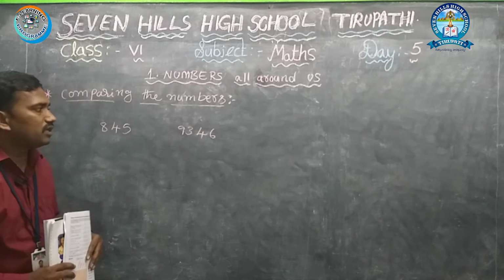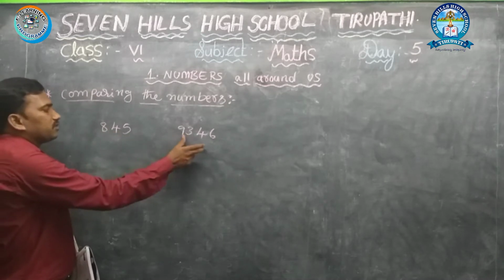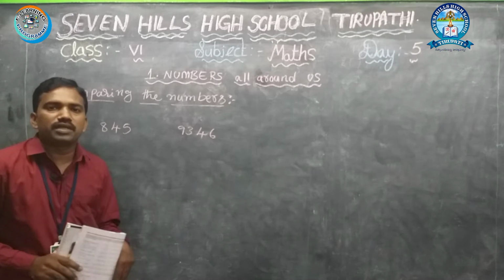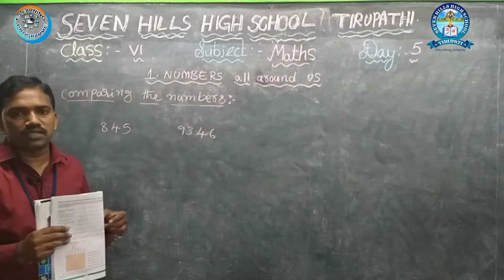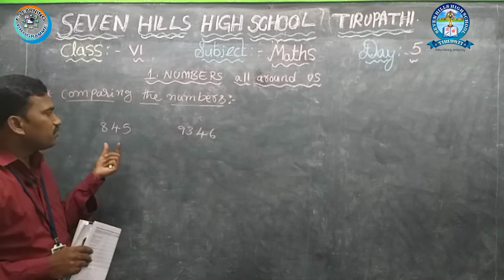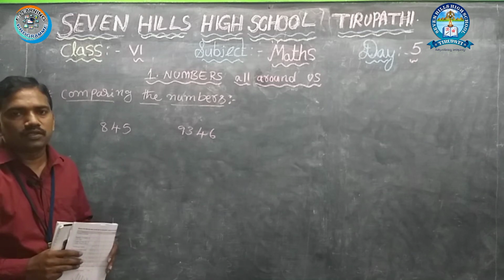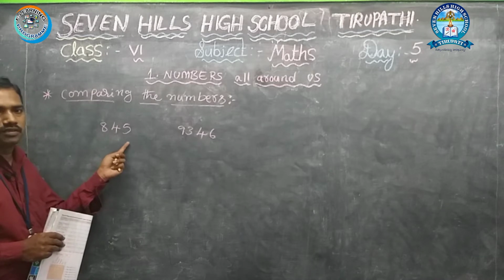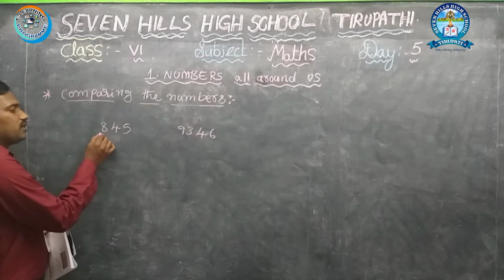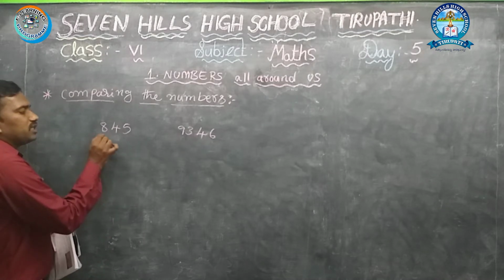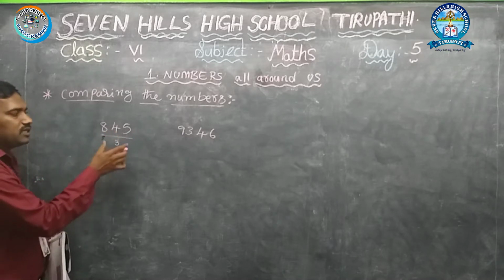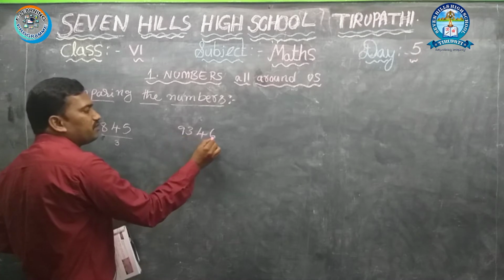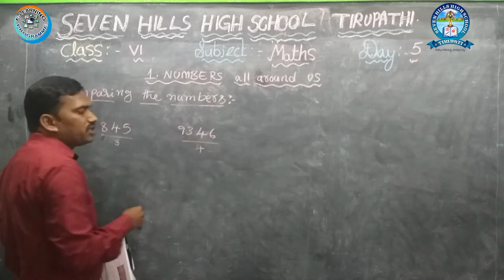Okay. First of all, here two numbers are there: 845 and 9346. In these two numbers, which one is greater and which one is smaller? To compare any two numbers, first of all you count the digits. Here 1 2 3. This number has 3 digits. Here 1 2 3 4. This number has 4 digits.